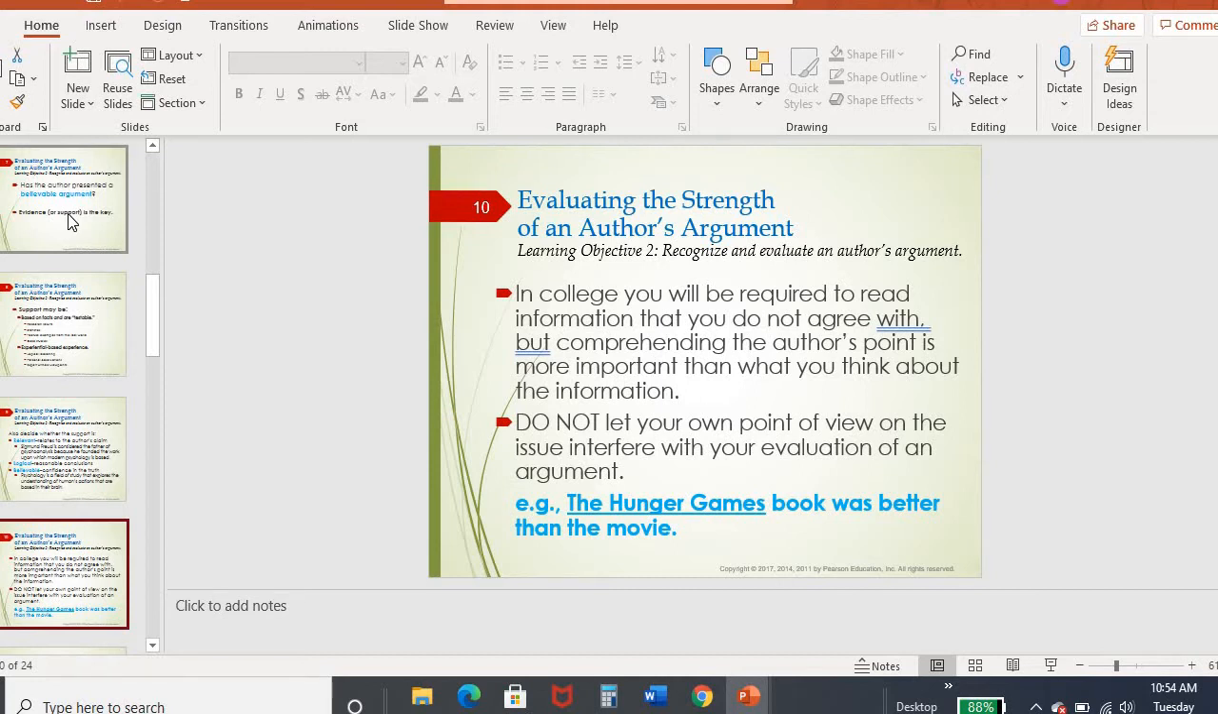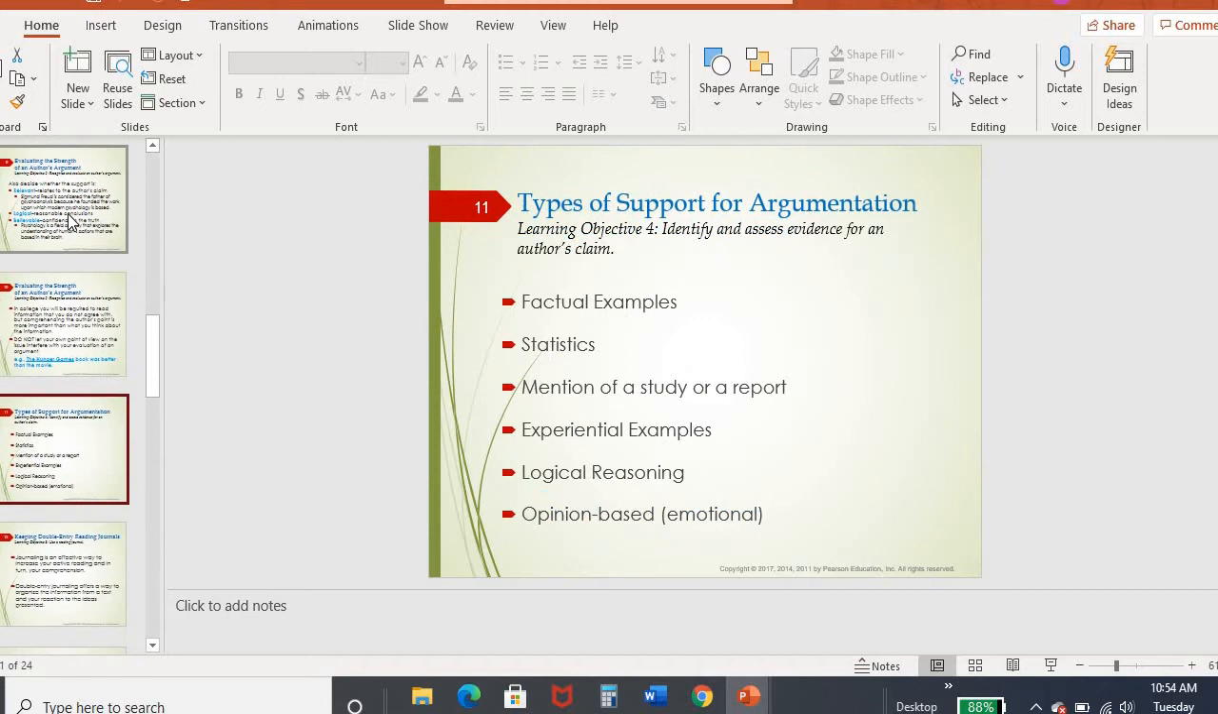You also have to make sure that you try to set your own point of view aside so that it's not interfering with evaluating the information that's in front of you. Sometimes we ourselves are so biased, it's hard for us to read something that doesn't align with our thinking, but that's when it's even more important to set our opinion aside, take in the information, and then based on that, make decisions. So here are some more types of support.